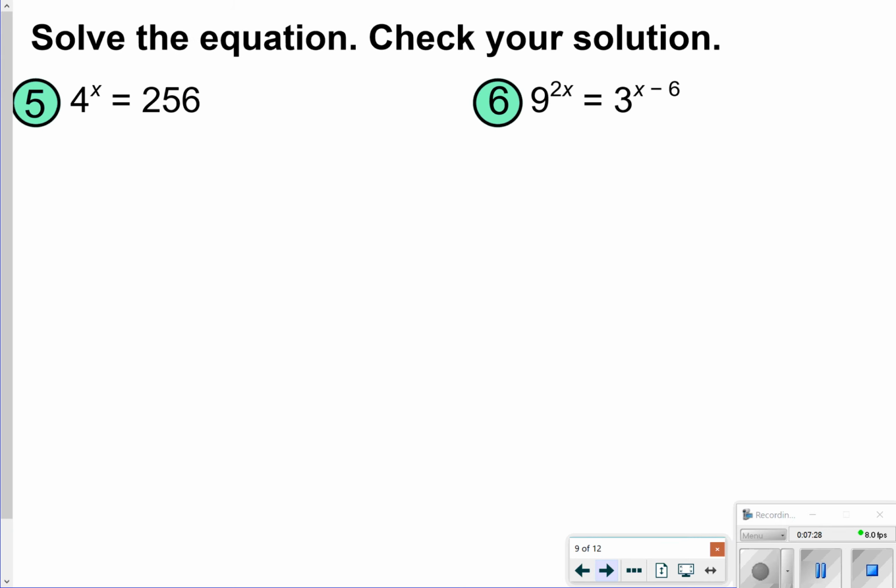We're going to solve the equation. Make sure you check your solution. Again, make sure you get it to where you have the same bases before you start to try to write and solve for your exponents. Let's go ahead and pause here so you can try them by yourself, and once you're done, click play to check your work.